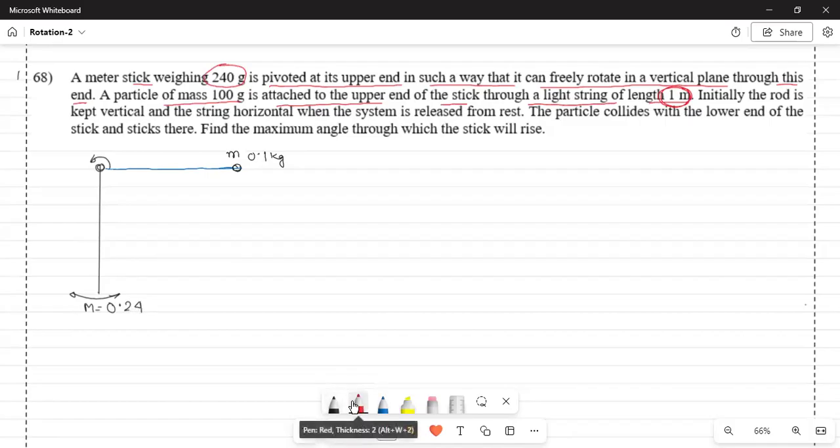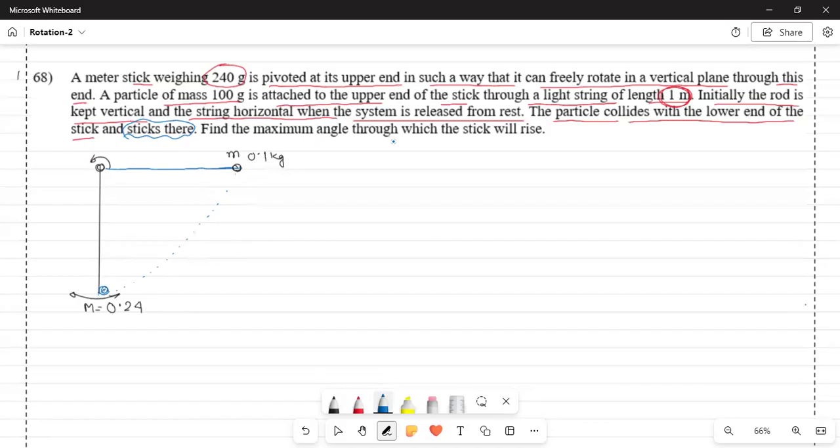Now it says, initially the rod is kept vertical, and the string is horizontal. We have kept it horizontal. When the system is released from rest, that means now you release the small mass m, the particle collides with the lower end of the stick. Of course, since both of them are 1 meter, the particle will come and collide with the lower end of the meter stick, and it sticks there.